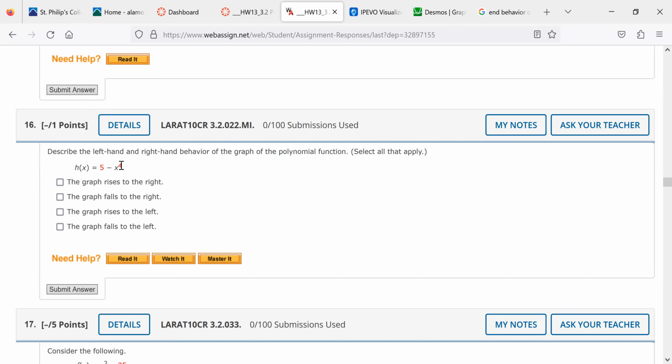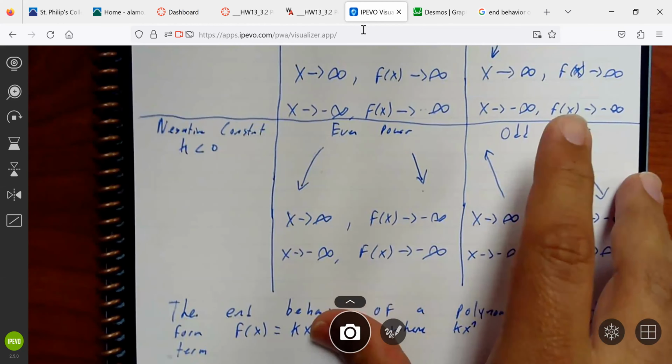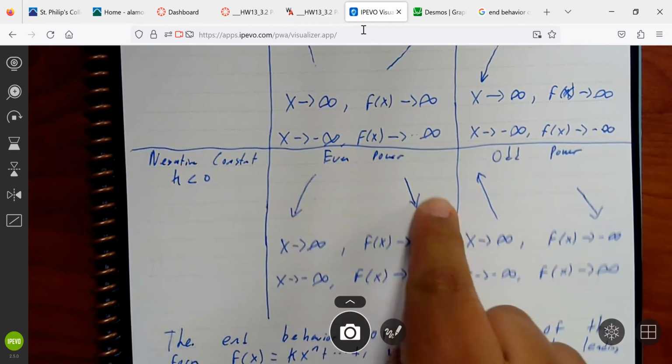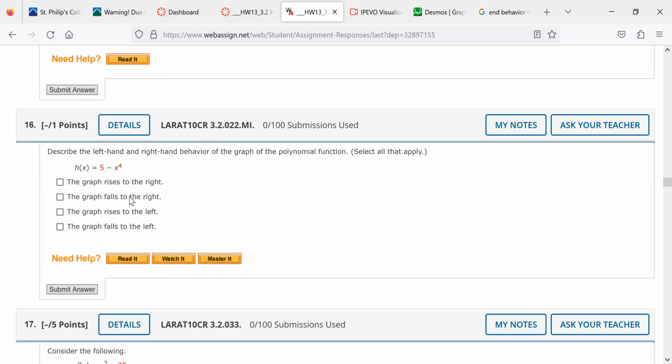Well, it's an even power, but it's negative, right? So then it should be this one. It has a parabolic shape. Because it's negative, it opens down, right? Falls on the left, falls on the right.